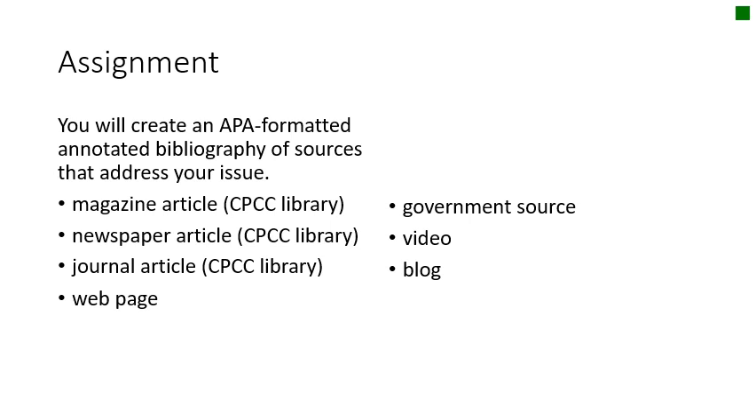Your annotated bib will have 5 sources, and you can choose from these: magazine, newspaper article, journal article, a web page, a government source, a video, or a blog. So these 3 you should get from the CPCC library.